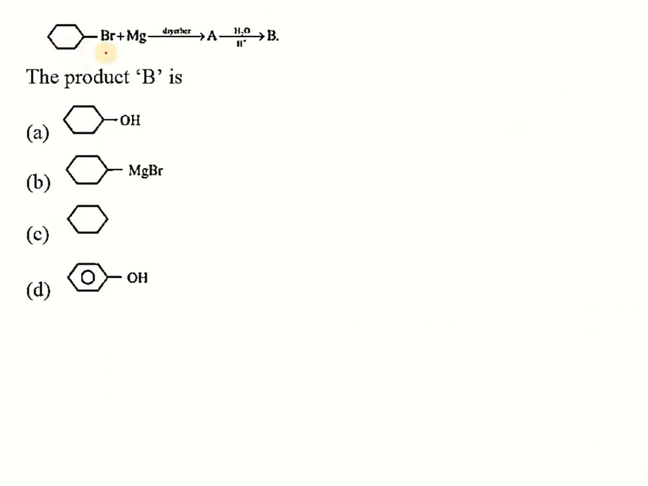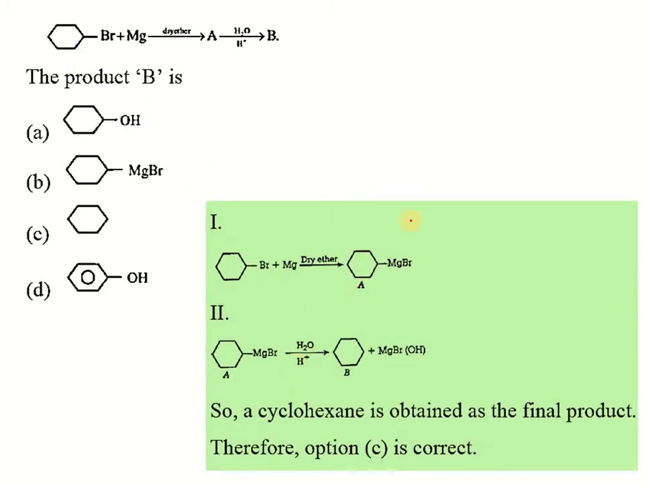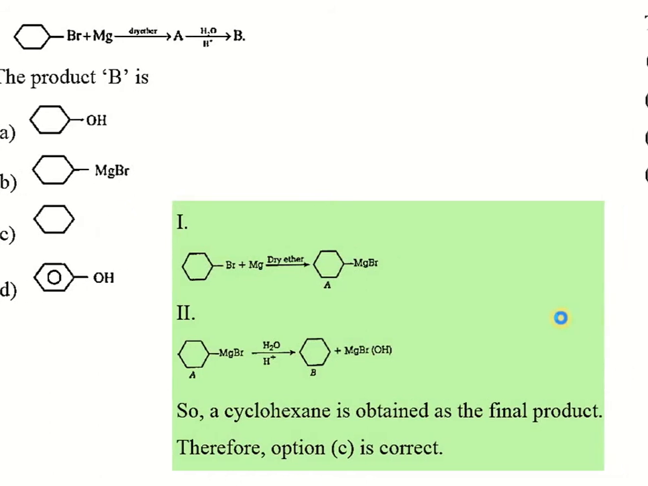If you see this reaction, the given reaction is cyclohexyl bromide with magnesium, which gives A. After that, A is converted into B, a continuous reaction with Grignard reagent. What will happen first: when it is treated with Mg, Grignard reagent will be formed. After that, its hydrolysis will give only hydrogen in place of this one. So hydrogen is attached to the ring, meaning we observe consecutive reactions. First, Grignard reagent formation. After the Grignard reagent formation, this hydrocarbon will be formed along with MgBrOH. So cyclohexane, so option C is the right option for this question.